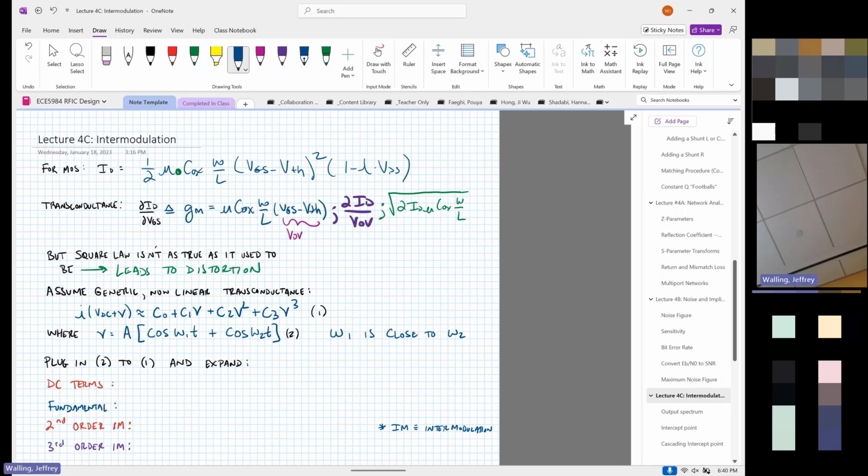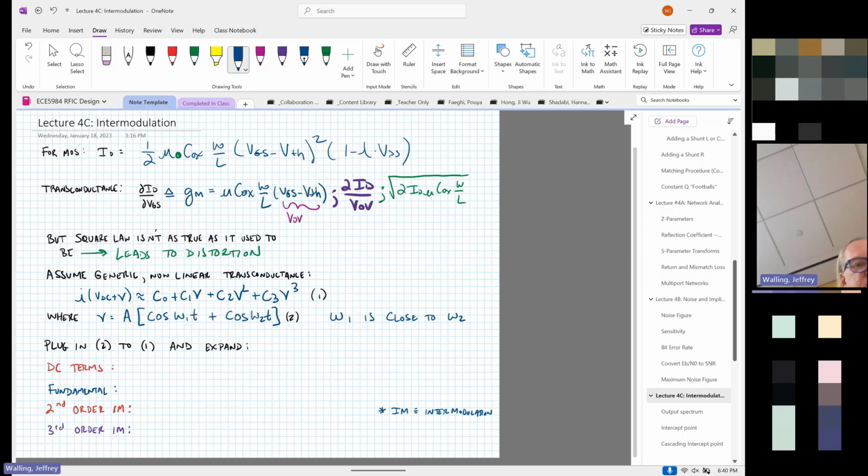All right, so what we're going to do is plug equation 2 into equation 1, and we're going to do an expansion. And if we do that, I'm not going to take you through a derivation, because the only thing that's more boring than watching paint dry is watching a derivation, I believe.